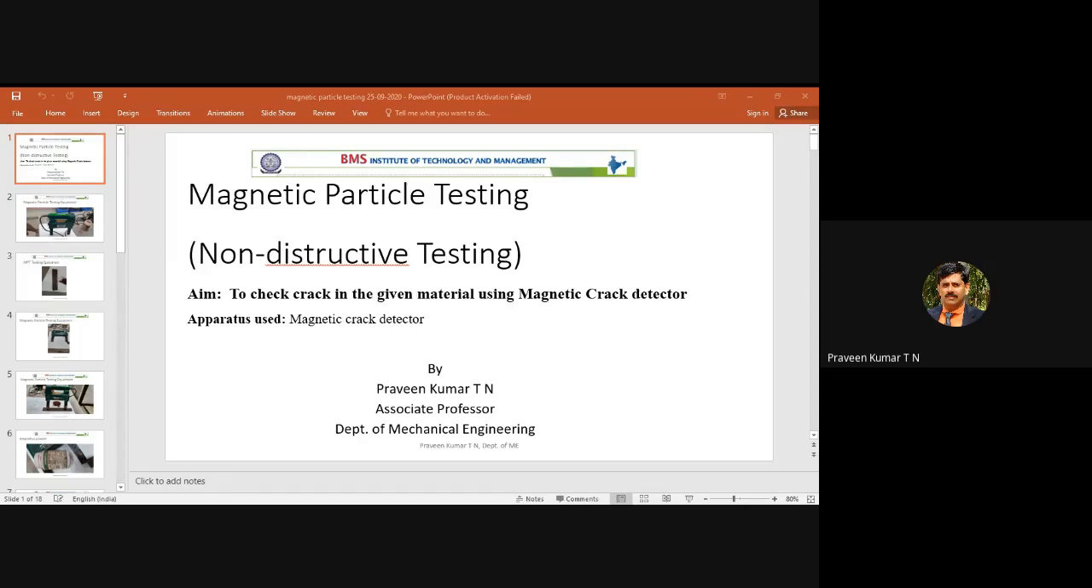Imagine you are given an order of supplying around 10 to 15 components. After manufacturing, the one who gave the order will check them by using non-destructive testing, not destructive testing, whether your casting is correct, whether there is any defect in your forging, or whether in machining there are excessive scratches or overloading. There may be some cracks, etc. All those will be tested. Then only they will take it back.